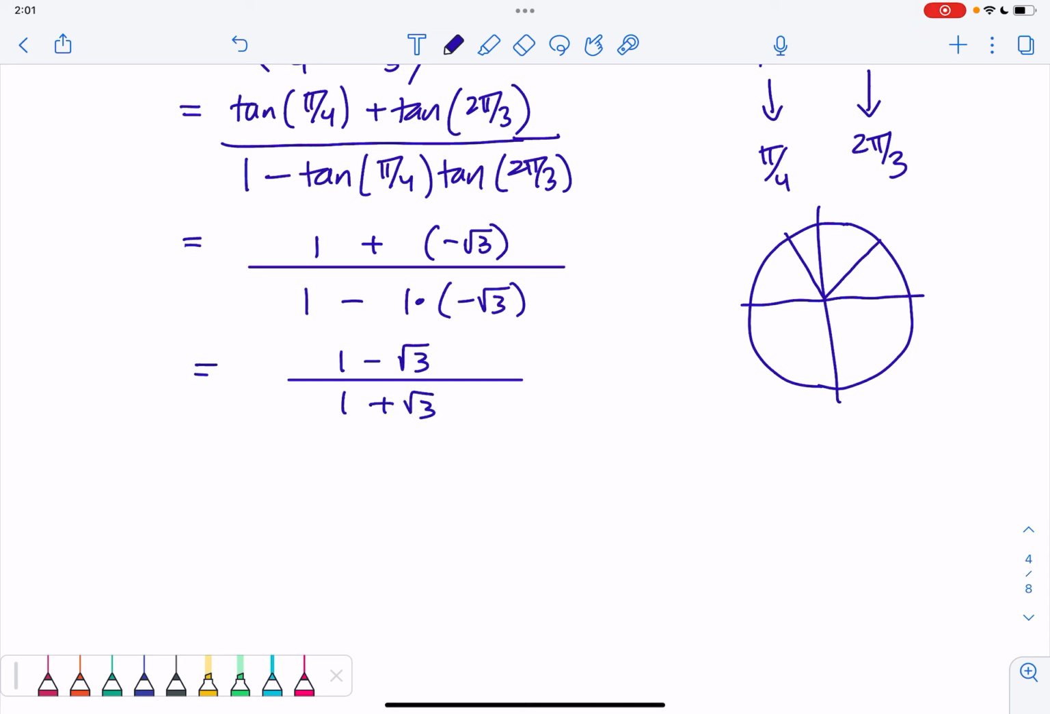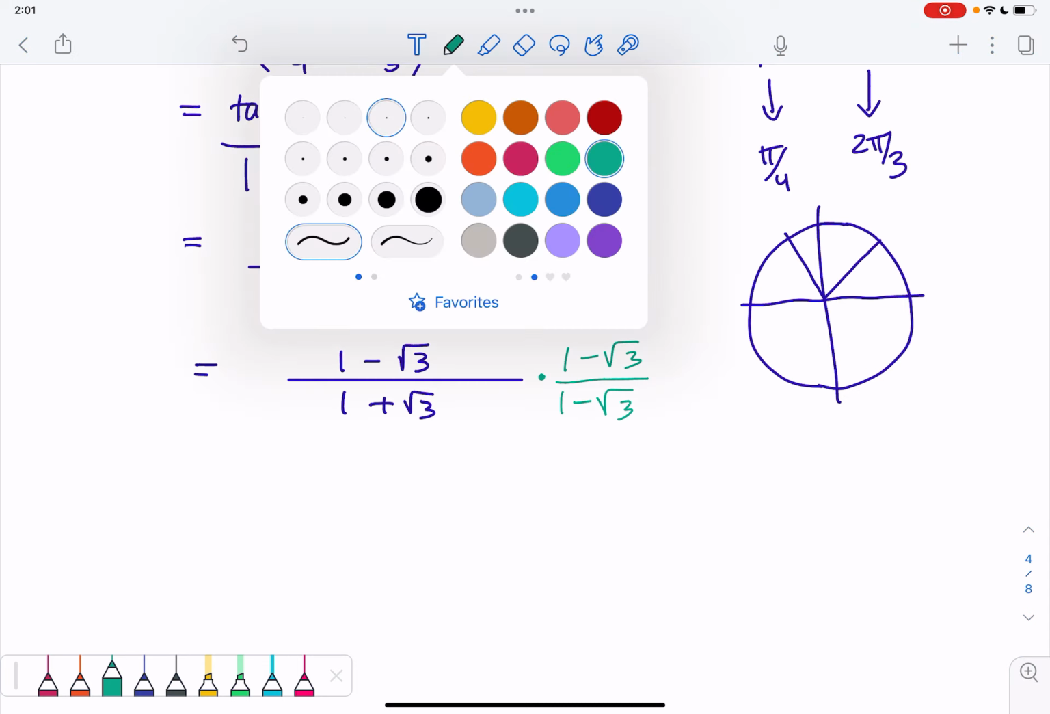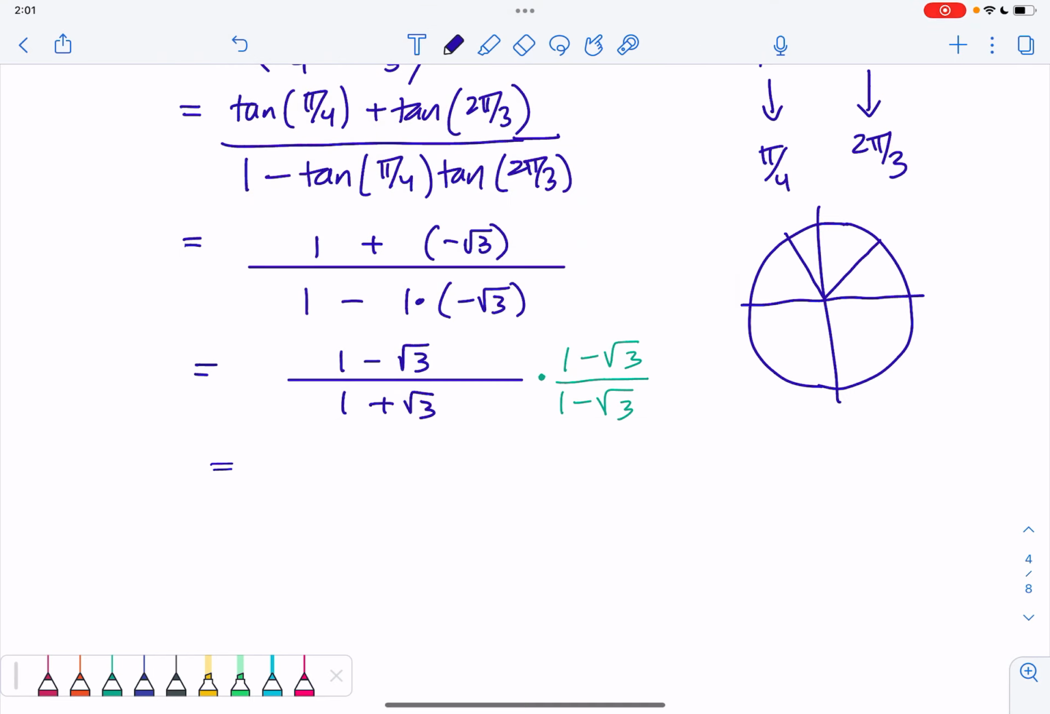And you might have a teacher who's kind of a stickler and says you cannot leave a radical in the denominator. If that is the case, we can multiply this fraction by a version of 1 that looks like 1 minus root 3 over 1 minus root 3. And then we have to FOIL the numerator and FOIL the denominator. So let's see what we get when we do that. Okay, so we get 1 minus root 3 plus 3 all over 1, and then minus root 3 plus root 3 minus 3.